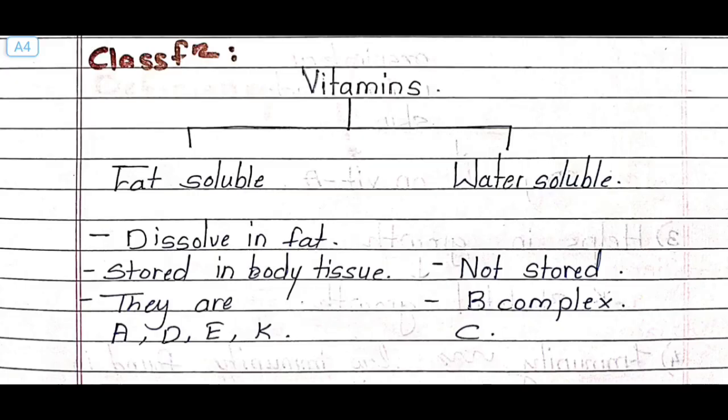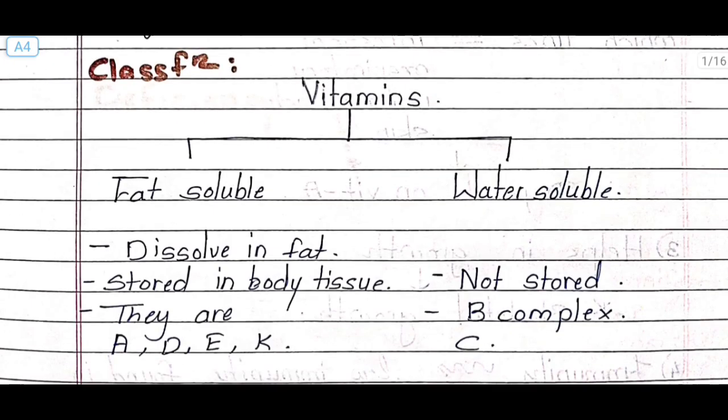Classification of vitamins. Vitamins are classified into two types, fat soluble and water soluble. Fat soluble vitamins dissolve in fat. They are stored in the body tissue and their examples are vitamin A, vitamin D, vitamin E, vitamin K. Water soluble vitamins are not stored. Its examples are vitamin B complex and vitamin C.